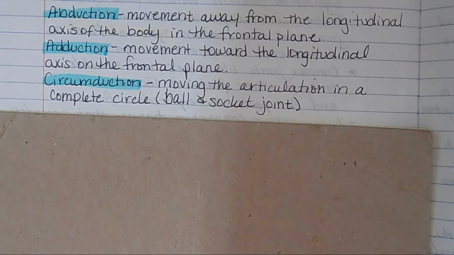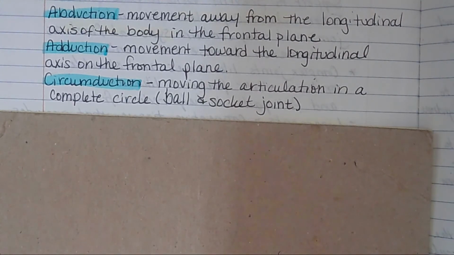Okay. The last one, circumduction. So back to my jumping jack example, if you're jumping outward, spreading your legs out wide and your arms out wide, that's abduction. If you're jumping back to original position, that's adduction. The other type of motion here that I bring in is called circumduction, and this is where you're able to move that articulation point in a complete circle.